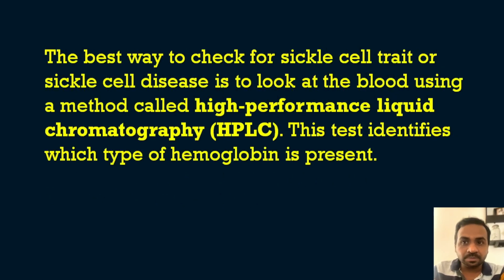Then the next option was regarding sickle cell disease. So we know that the best way to check for the sickle cell trait or the sickle cell disease is to look at the blood using a method called high performance liquid chromatography, or HPLC. So this test identifies which type of hemoglobin is present. Okay, so whether it is sickle shaped or not. Regarding sickle cell anemia and all, we have explained very well in our old videos. You can go through that.